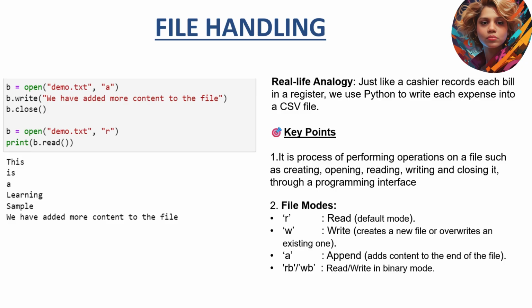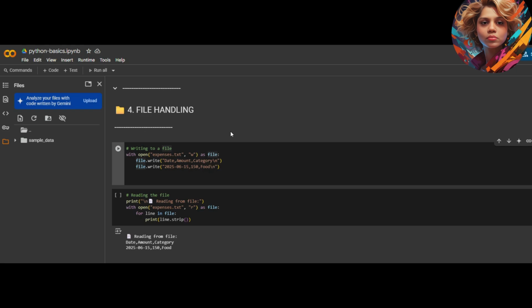File handling. Save and use your data. Just like a cashier records a bill in a register, we can store data in a file using Python. With Python, you can create a file, open it, read from it, write into it, and finally close it. There are different file modes. R is for read, W is for write, A is for append, RB and WB for reading or writing in binary mode. It's simple, but super useful in real life projects.